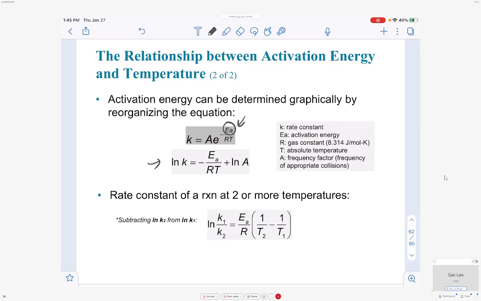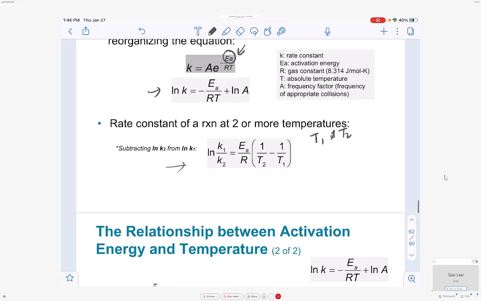Okay, and if we have to deal with a reaction that is affected by two or more temperatures, T1 and T2, we can use this equation below. We derive this equation by subtracting natural log of k2 from natural log of k1. So natural log of k1 minus natural log of k2 gives this expression. You can use either this or this, but when you have two or more temperatures involved, you will want to use this equation.